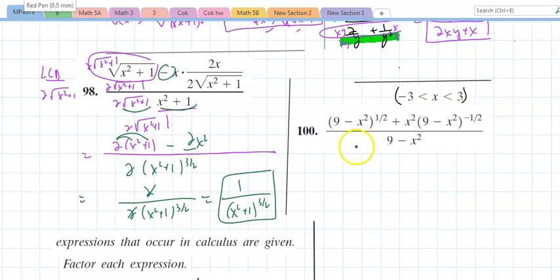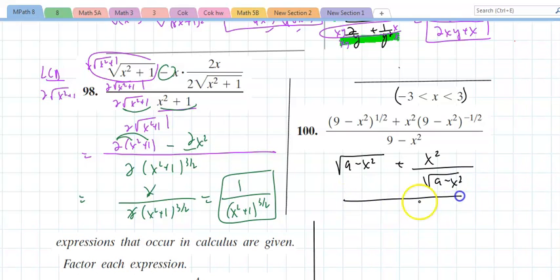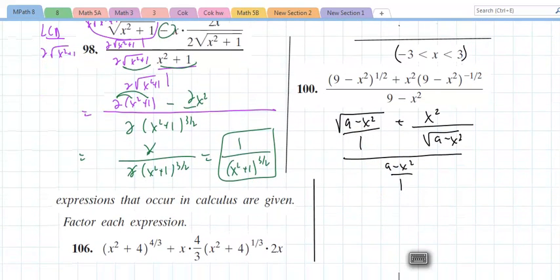Here, the same deal. I'll write this as the square root of 9 minus x squared plus x squared over the square root of 9 minus x squared. This is called the quotient rule. Something that you do in calculus a lot more than you like. You assume those are fractions. Your goal is to make sure that all of these are the same. So you multiply this top and bottom by the square root of 9 minus x squared.